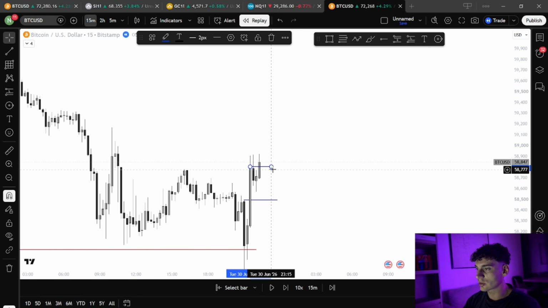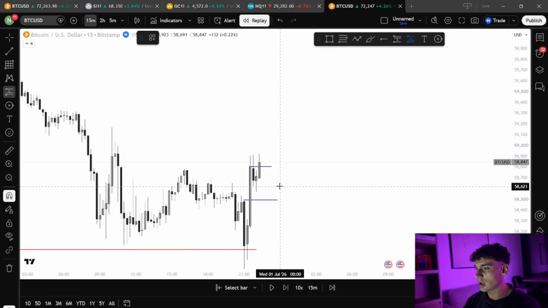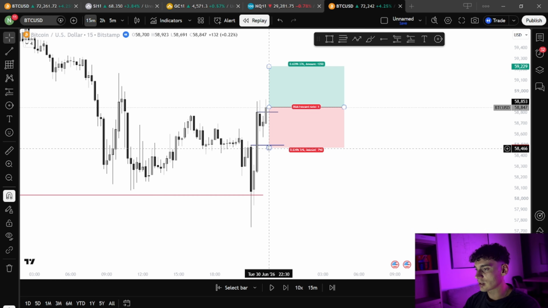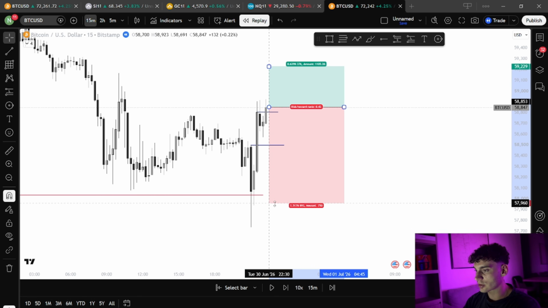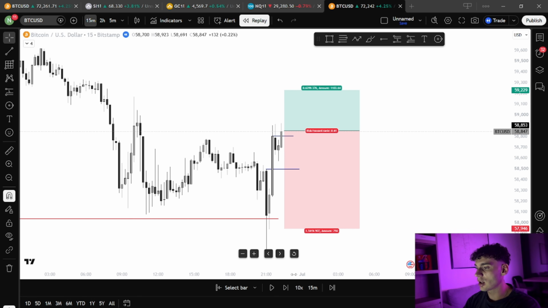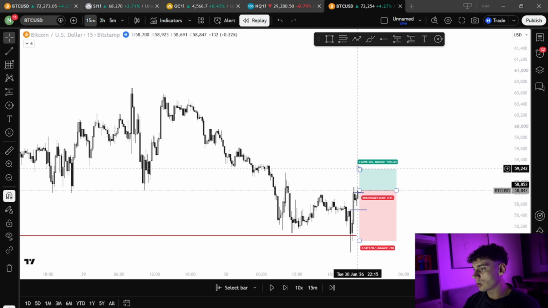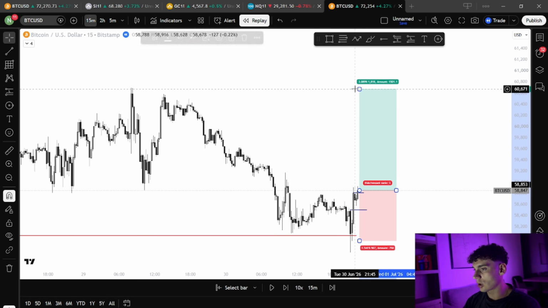As soon as we close above this high here, you're going to be entering long. I always like to give myself a bit of room for a stop loss, so I'm going to put a stop loss here. And then in this particular example, you could target like 1 to 2 if you're looking for these kinds of targets.